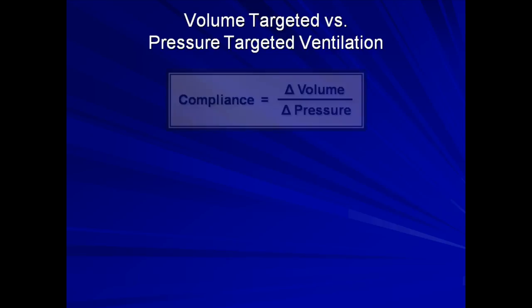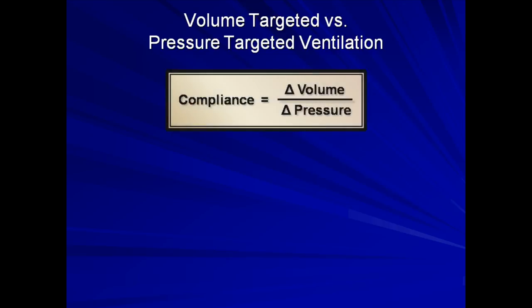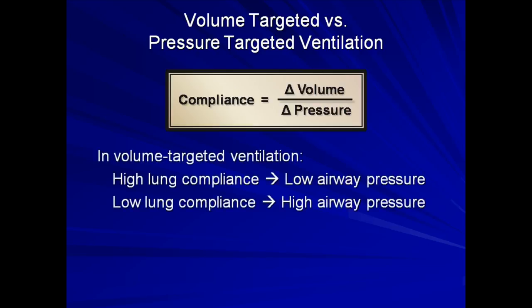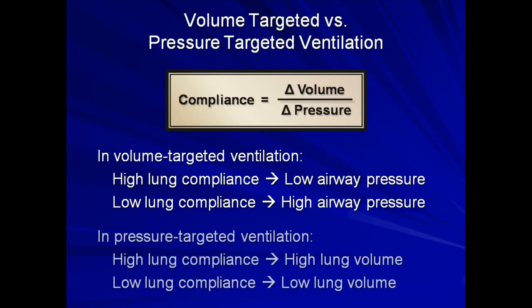Remember from lecture 2 that lung compliance is equal to the change in volume over the change in pressure. Therefore, by setting either volume or pressure, lung compliance will dictate the value of the remaining parameter. For example, in volume targeted ventilation, high compliance of the lung will result in low airway pressures, and low lung compliance will result in high airway pressure. While in pressure targeted ventilation, high lung compliance will result in high lung volume, while low lung compliance will result in low lung volume.